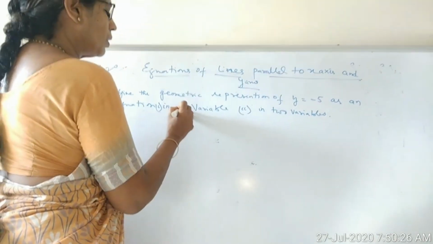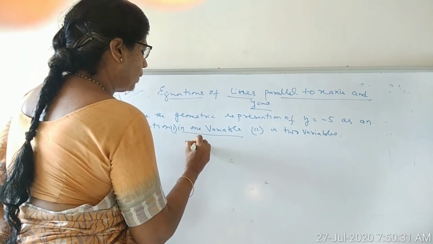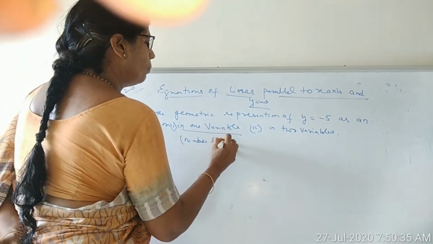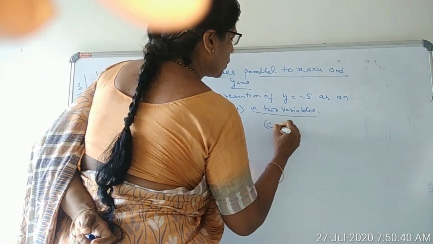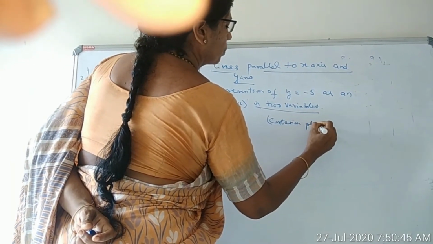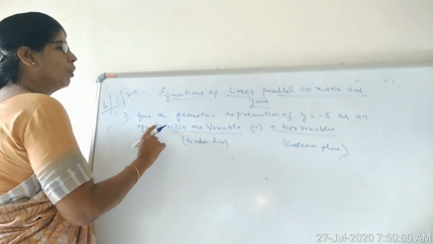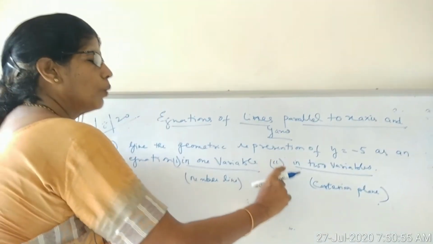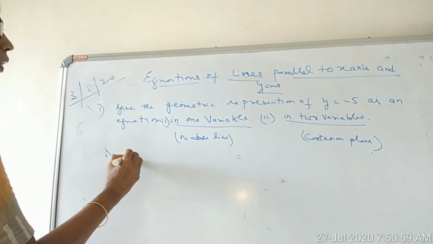In one variable means, children, on the number line. Represent on the number line. In two variables means in the Cartesian plane or in the coordinate system. Don't get confused. Give the geometric representation of y is equal to minus 5 in one variable and in two variables. Simple, girls, you know the number line.